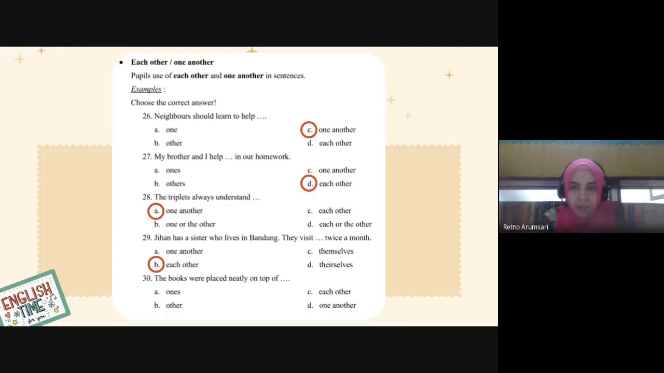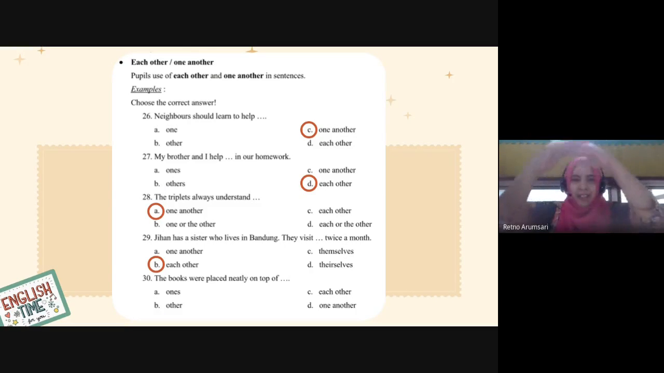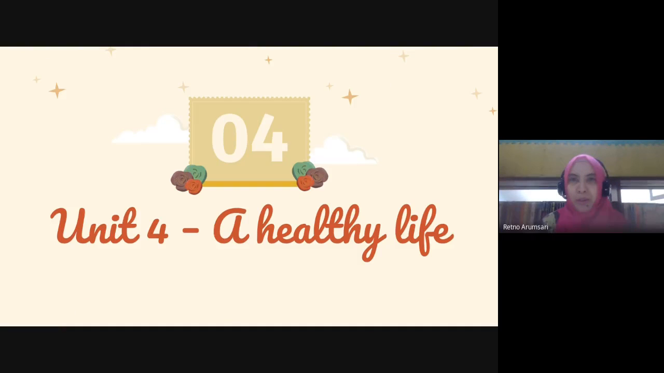Number 30. The books were placed neatly on top of one another. That's right. If you're not so sure about the number of people or things involved in the action, you can just say one another. But if you are sure that there are only two, you use each other. Thank you, Salma. Next, let's go to Unit 4.